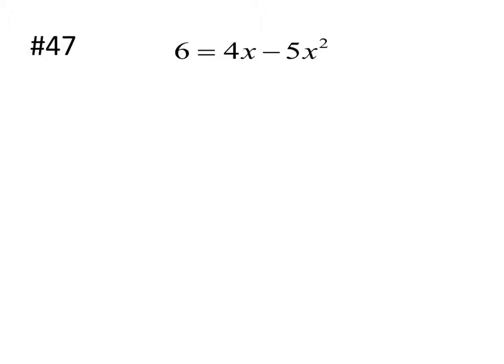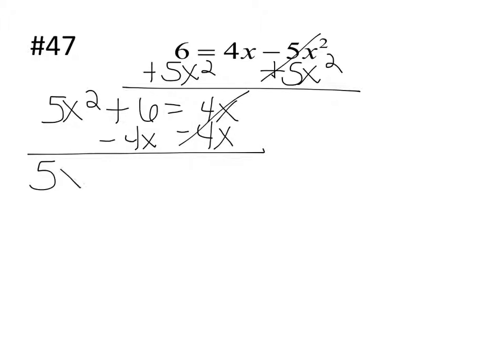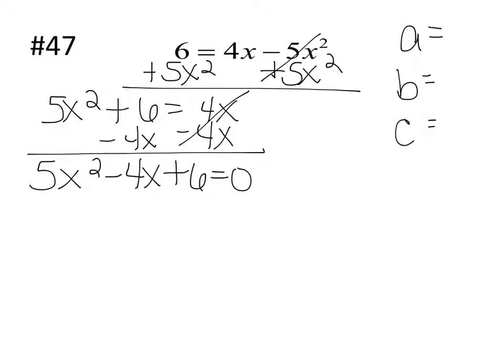Again, we have to put it in standard form. So I'm going to go ahead and add 5x squared to both sides, leaving me 5x squared plus 6 is equal to 4x. Then I'm going to subtract 4x from both sides. So you have 5x squared minus 4x plus 6 is equal to 0. List out your A, B, and C. A is 5, B is negative 4, and C is 6.